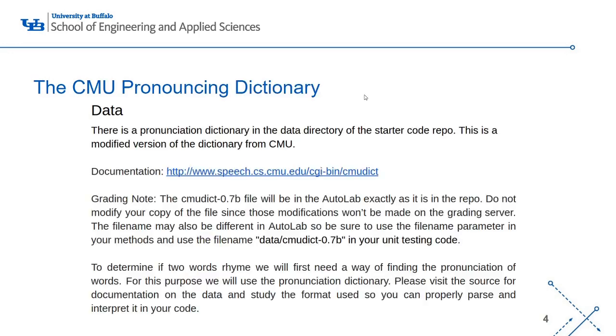The CMU Rhyming Pronouncing Dictionary. For this assignment, we'll be using a modified version of the CMU Pronouncing Dictionary that is provided with the starter code repository. It is highly recommended that you take a look at the source for the dictionary as well as its documentation so that you can see how it's formatted. This way, you'll be able to read it correctly, as parsing the file will be a major part of your assignment. Here's a snippet of what the first few lines look like.